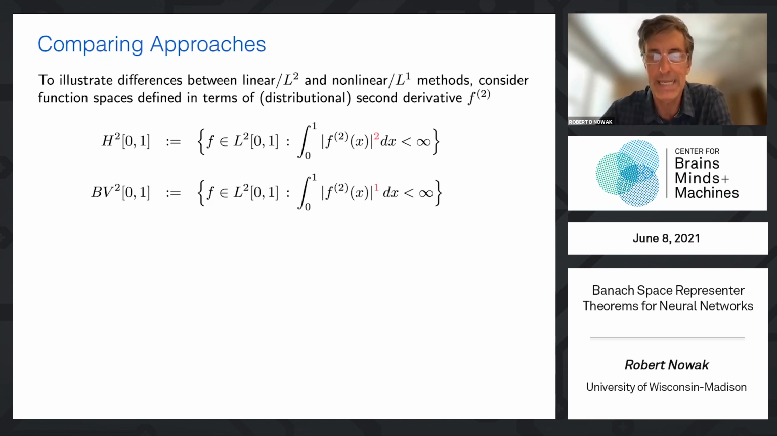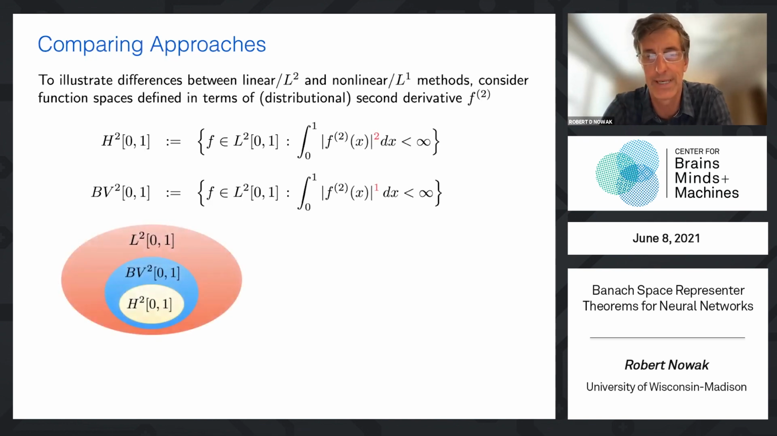So bounding the L1 norm is a little less restrictive. We actually have a nesting like this. The Sobolev space is the smallest space, H2 in yellow. BV2 is a bigger space that contains the Sobolev space. And then L2 just means all functions that are square integrable, and that contains both of them. So we have this sort of nesting.